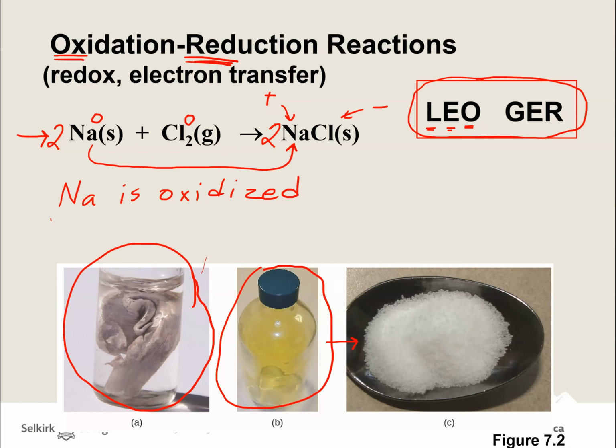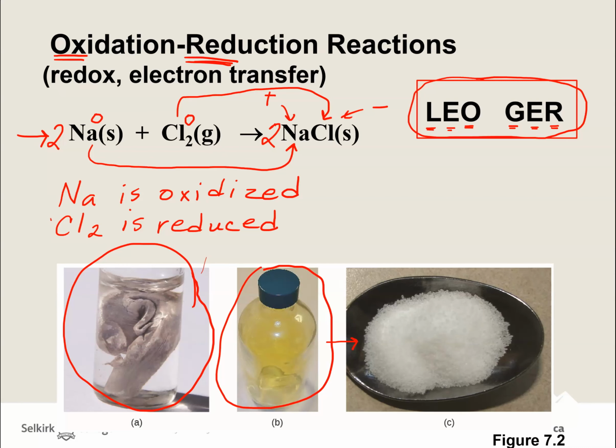Now, it lost that electron. The electron must have gone somewhere. The chlorine went from no charge to having a negative charge. It gained a negative electron. And the little trick tells me that the gain of electrons is called reduction. So the chlorine underwent a reduction, it is reduced. Oxidation and reduction always happen together. The electron has to be transferred from one thing to another thing. So that's why it's called oxidation reduction, or redox for short.